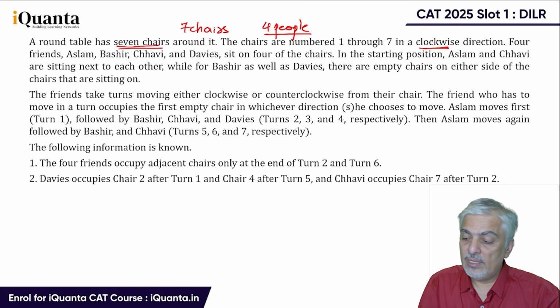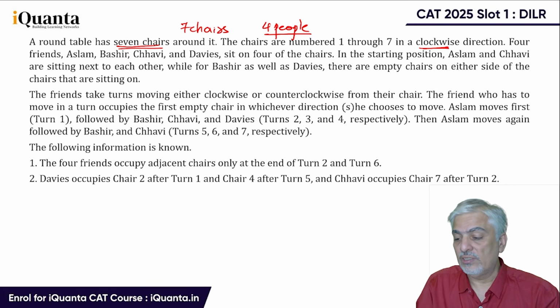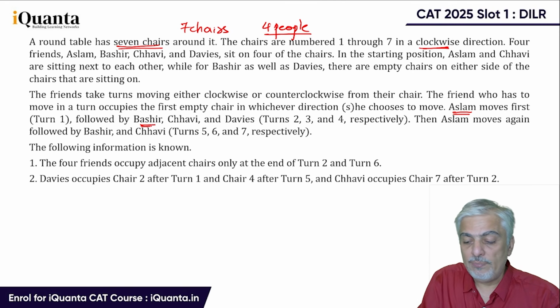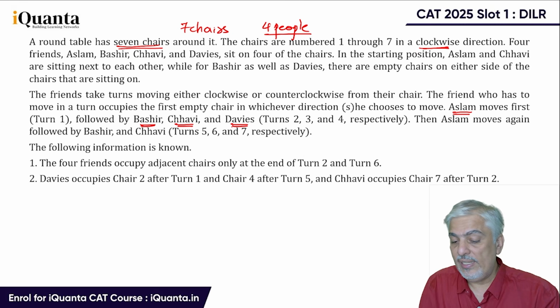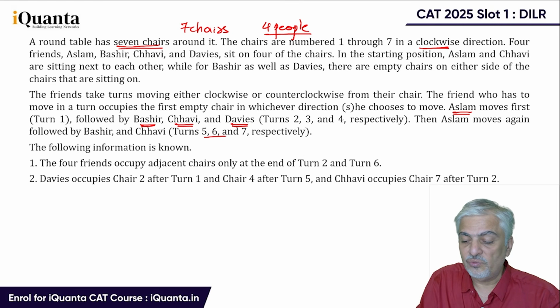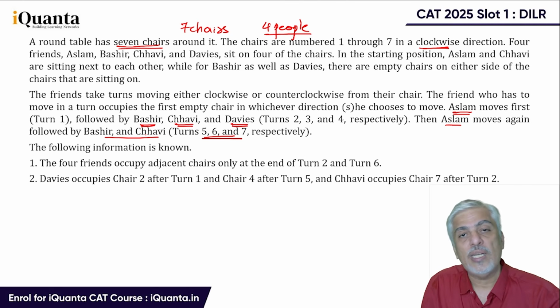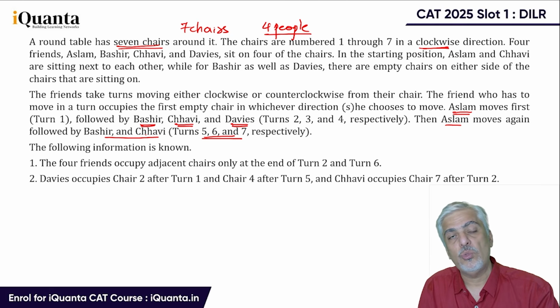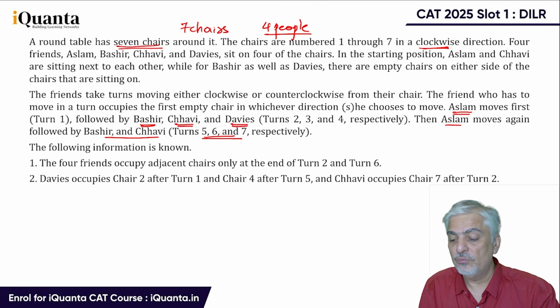Okay. Aslam moves first in turn 1. So in turn 1, only A moves. In turn 2, only B moves. Turn 3, only C moves. Turn 4, D moves, while there again is a movement of 5, 6, 7 for A, B, C. So can I say A moves 2 times, B moves 2 times, C moves 2 times, but D only moves once, which is in the 4th turn. After that, D does not move.